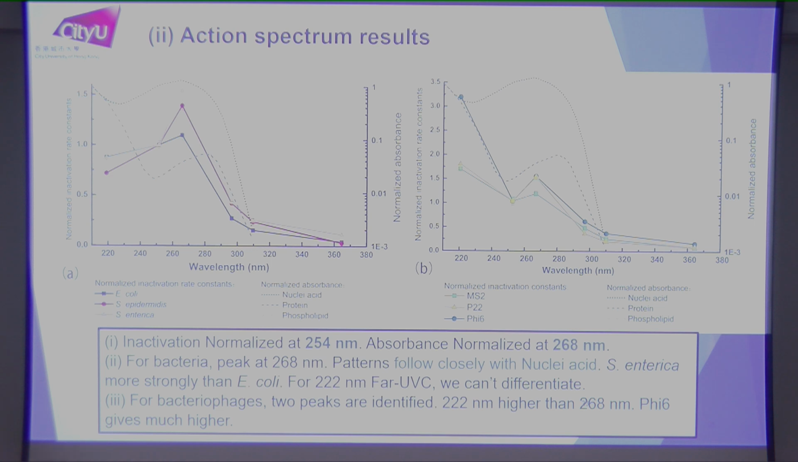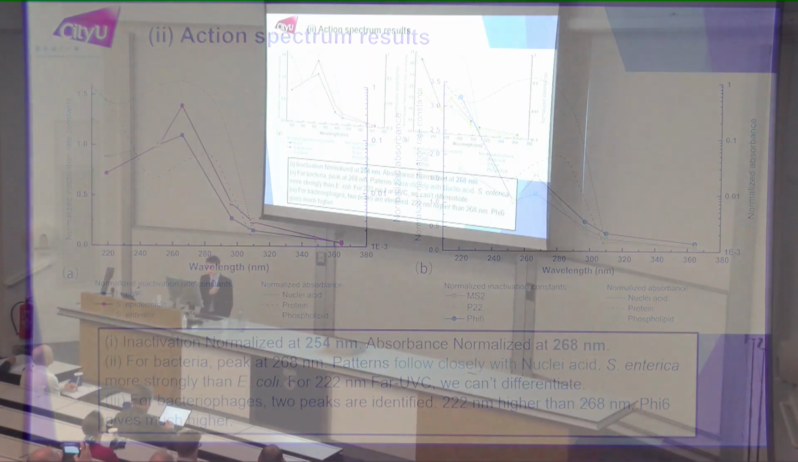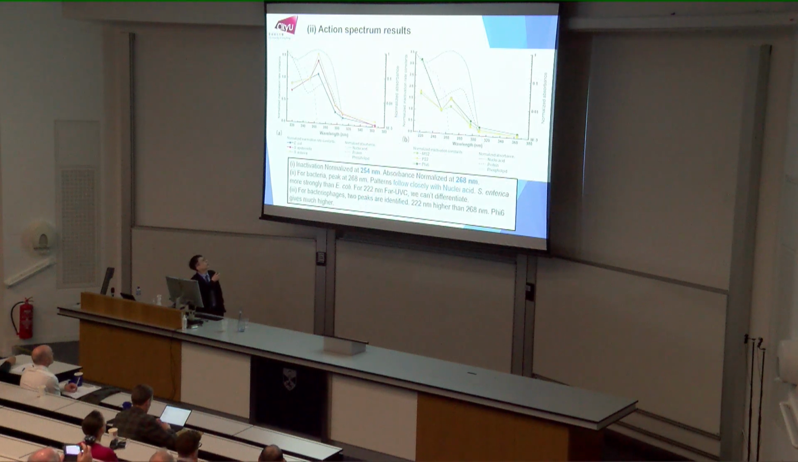In the literature, I have included three different absorption curves. One is nucleic acid, the other is protein, and the third one is the phospholipid, so it's also here. And then the inactivation rates are normalized at 254, okay? But the absorption is normalized at 268. And then I have a few findings.